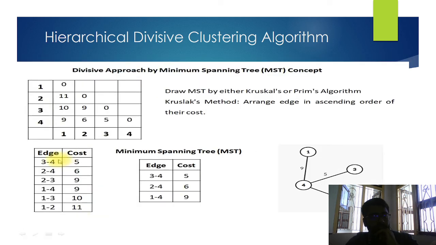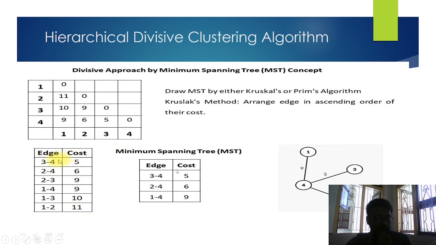So here is another example for you. We have four nodes: 1, 2, 3, 4. From the adjacency matrix: 3 to 4 costs 5, 2 to 4 costs 6, 2 to 3 costs 9, 1 to 4 costs 9, 1 to 3 costs 10, 1 to 2 costs 11. From this adjacency matrix we have to find the minimum cost spanning tree.